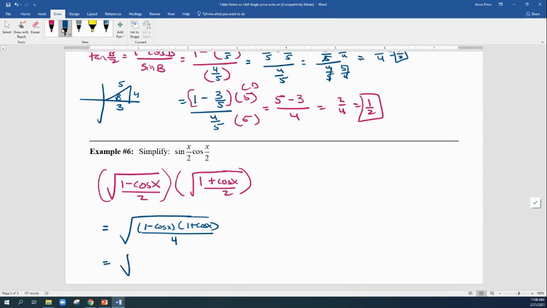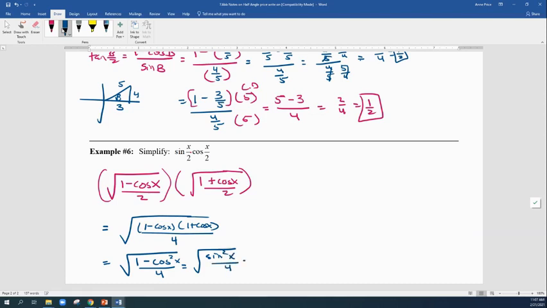So now this is going to become the square root. This is the difference of two squares, 1 minus cosine times 1 plus cosine. So it's going to be a squared minus b squared. So it's going to be 1 squared, which is 1, minus cosine squared x divided by 4. Okay, and then that's going to equal the square root. Well, 1 minus cosine squared x. Where have we seen that before? That's why we really like the difference of two squares. That's an identity from our Pythagorean identities. That is equal to sine squared x over 4.